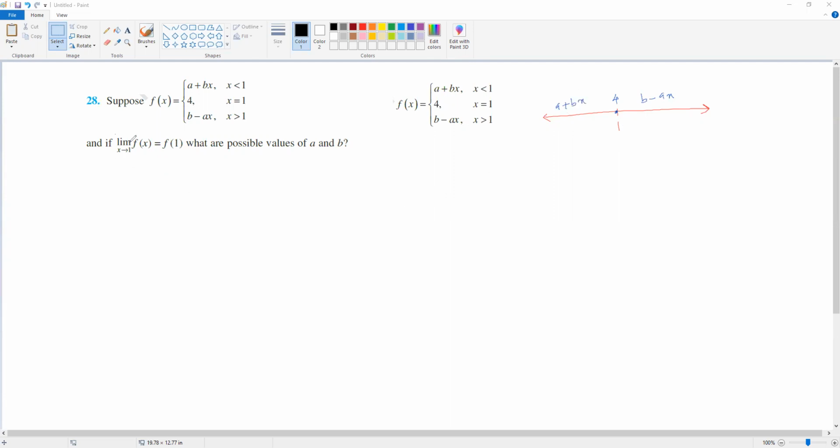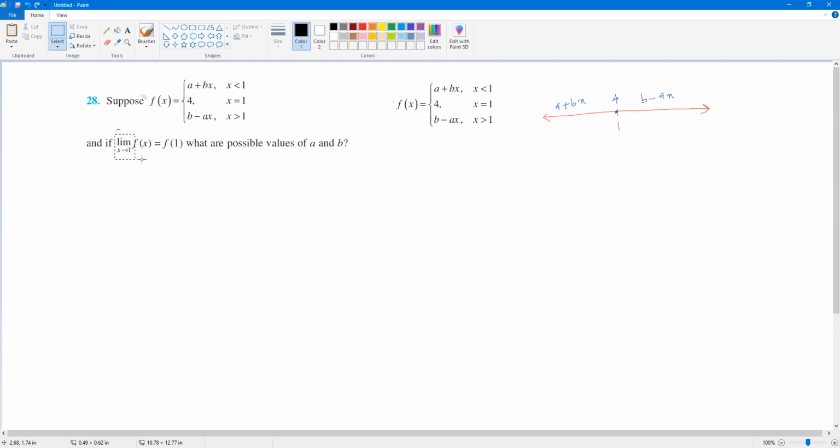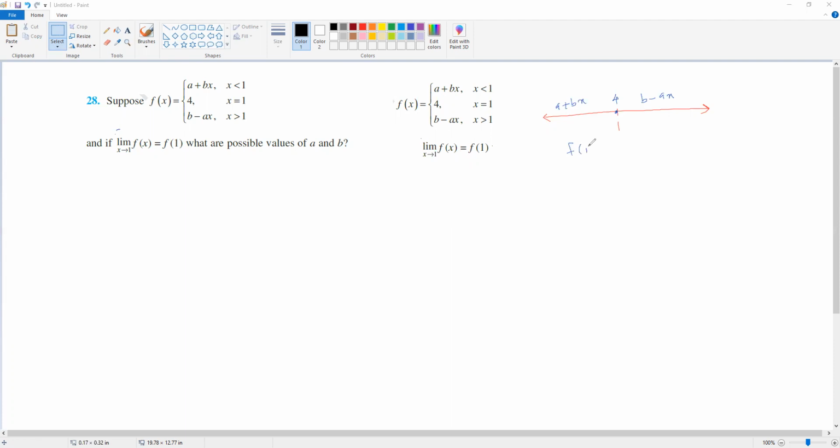So what did they say? Look at the limit of, here this thing. Here's what they said: the limit of f of x as x approaches 1 is the same as f of 1. So what is f of 1? f of 1 means the value of the function at 1. What is the value?